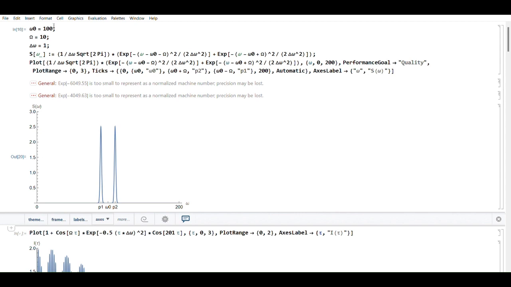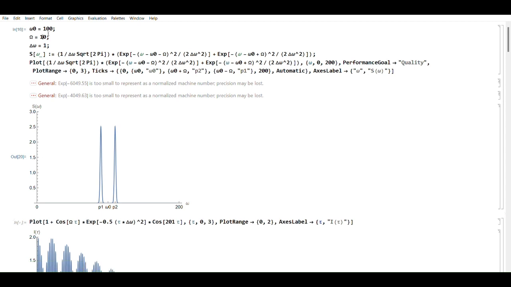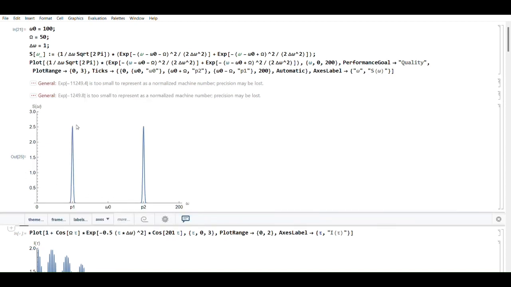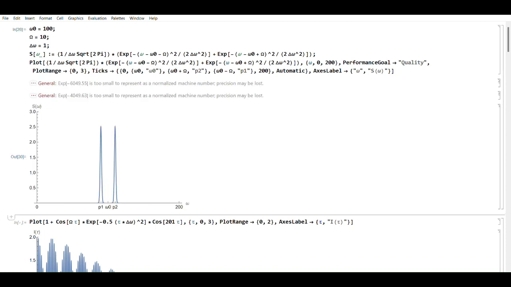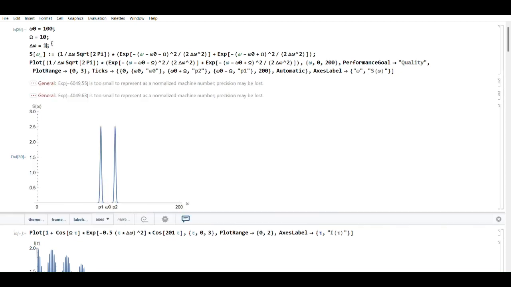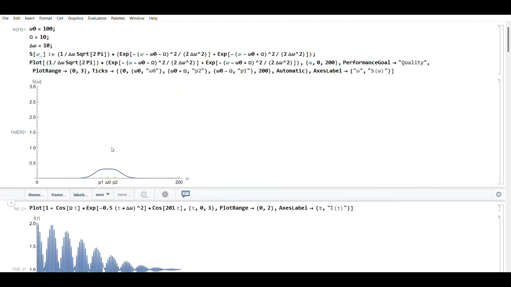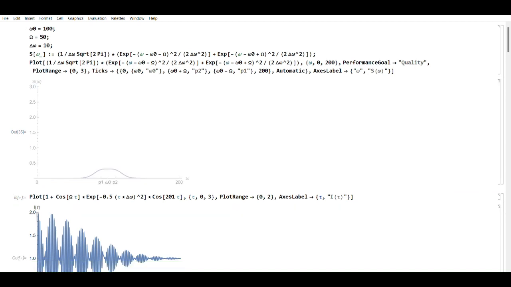So there it is. Y-axis is S of omega, x-axis is omega. Now I can change the values of these widths a little bit, and then you can see what happens. Right now, let me first change the value of omega. Instead of omega 10, let me put omega 50. See, the spacing between the two peaks increases. So omega controls the spacing between the two peaks.